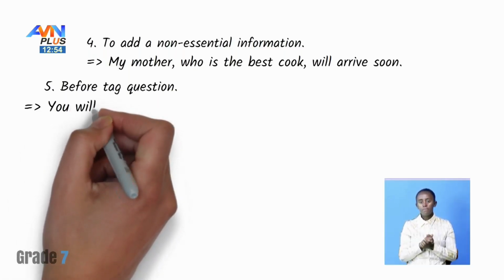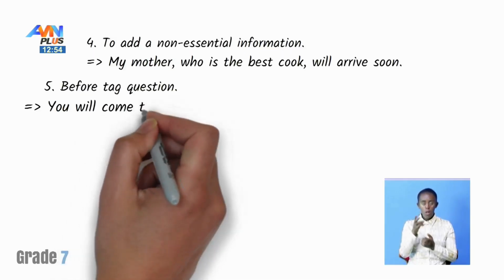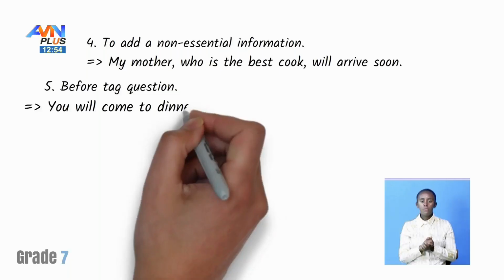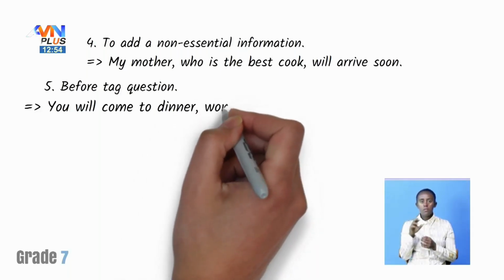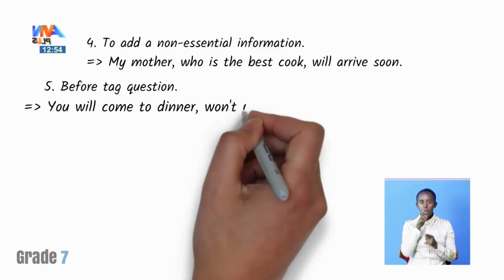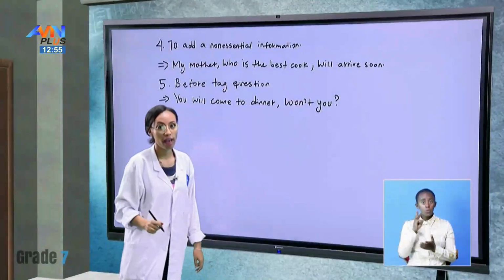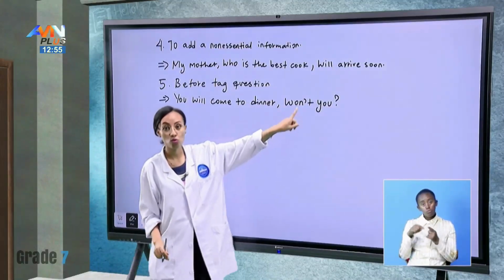For example, you will come to dinner, comma, you will come to dinner, won't you? Won't you? Question mark. Okay? You will come to dinner, comma, won't you?